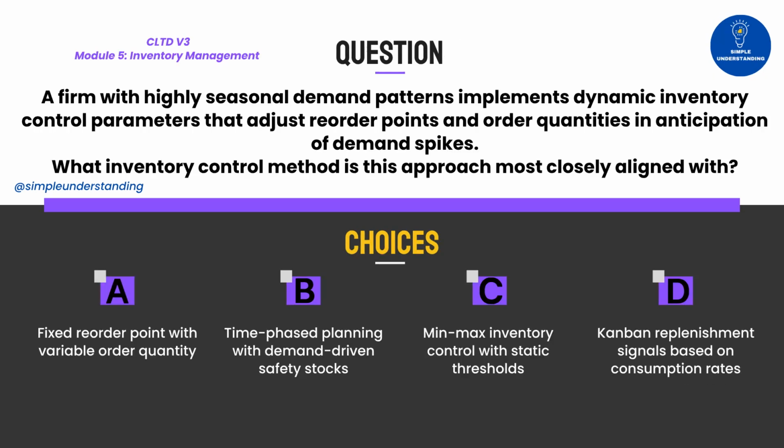Question 5. A firm with highly seasonal demand patterns implements dynamic inventory control parameters that adjust reorder points and order quantities in anticipation of demand spikes. What inventory control method is this approach most closely aligned with?